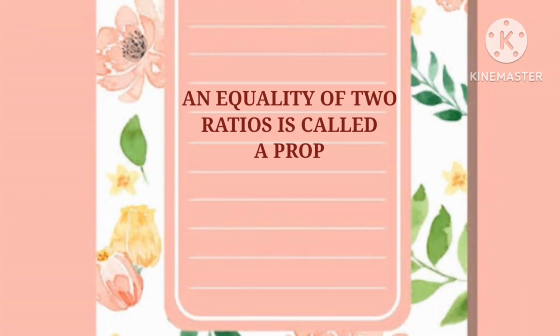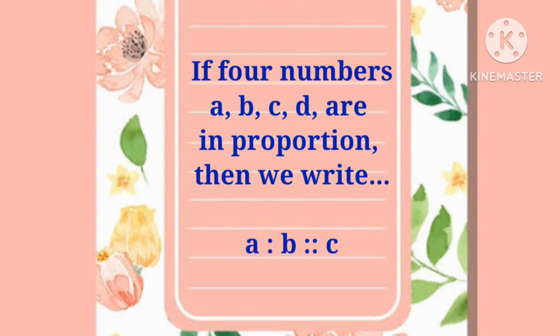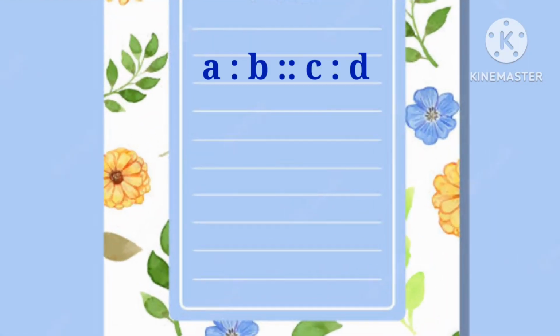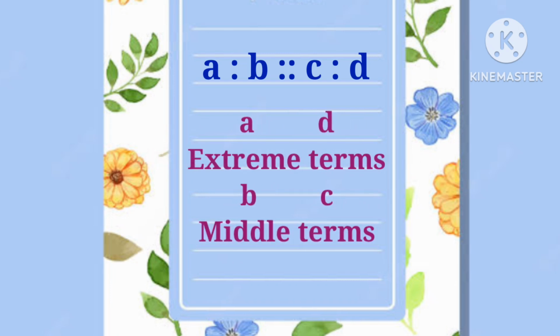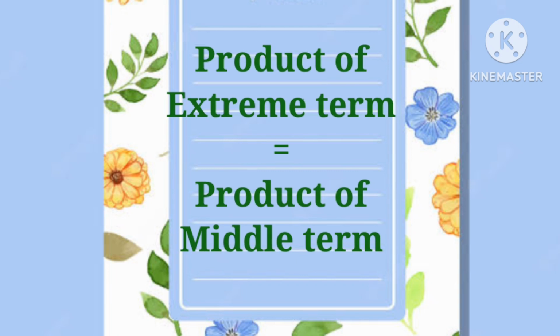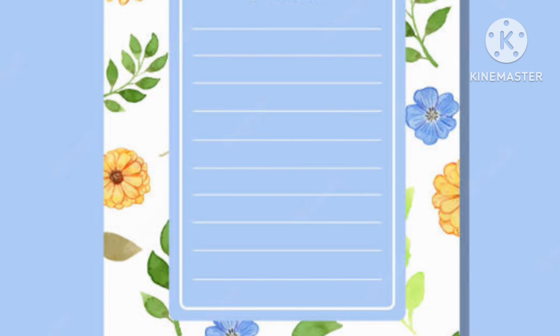An equality of two ratios is called a proportion. If four numbers A, B, C and D are in proportion, then we write A is to B proportionate to C is to D. Here in this proportion relation, A and D are called extreme terms and B and C are called middle terms. The most important formula related to proportion is that the product of extreme terms will be equal to the product of middle terms. Let's clear this idea with some example sums.